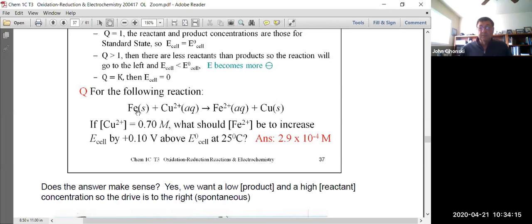If we have iron solid and a copper 2+ solution, and we claim it's going to iron 2+ and copper. Iron here will be, obviously, the anode, meaning copper will be the cathode. Now, if copper 2+, we know that concentration, let's say, is 0.70 molar to start. What should the iron 2+ concentration be? What concentration would be required if we want to increase the E cell by 0.1 volts? And this will be at 25 degrees.